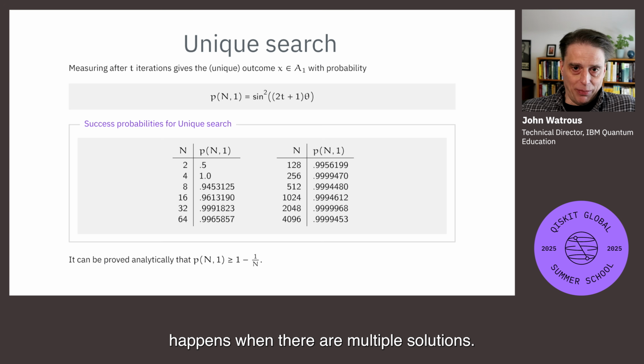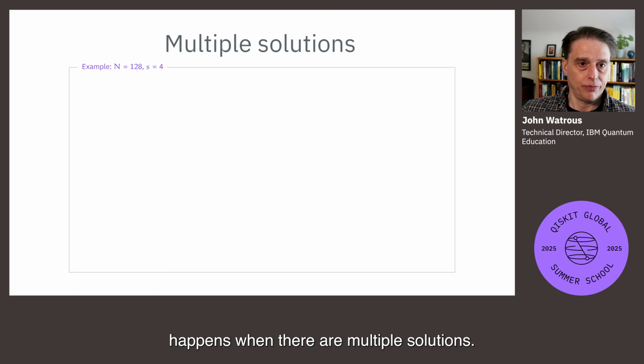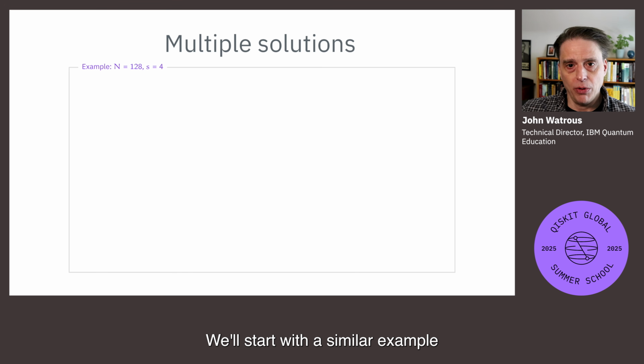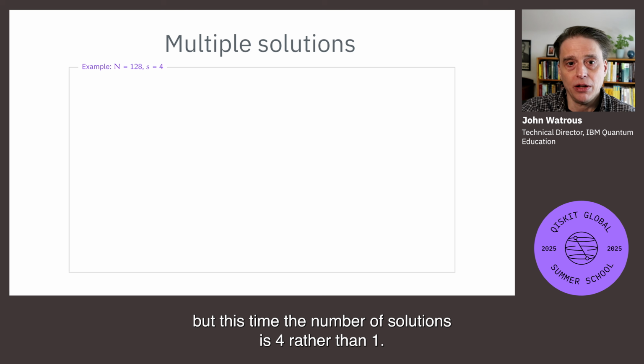Now let's consider what happens when there are multiple solutions. We'll start with a similar example to the previous one. Again, N is 128, but this time the number of solutions is 4 rather than 1.